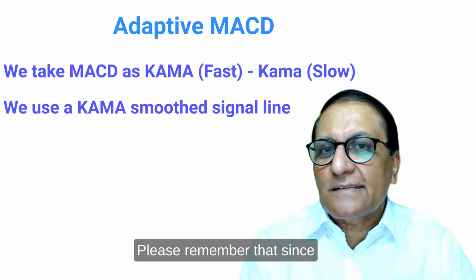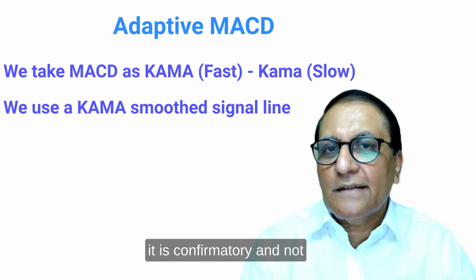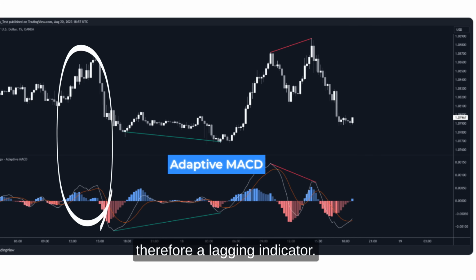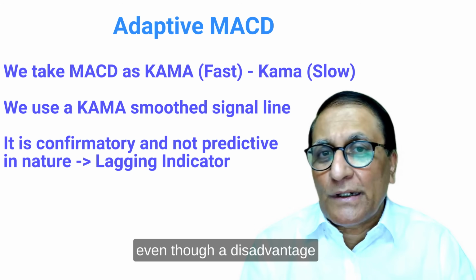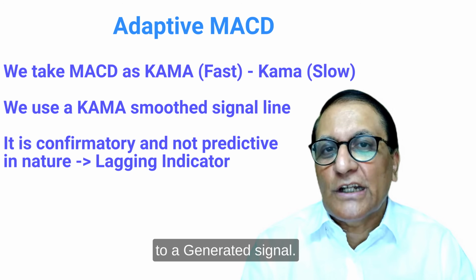Please remember that since the MACD is a moving average based indicator, it is confirmatory and not predictive in nature and is therefore a lagging indicator. The lag in the indicator, even though a disadvantage, gives a greater confirmation to a generated signal.